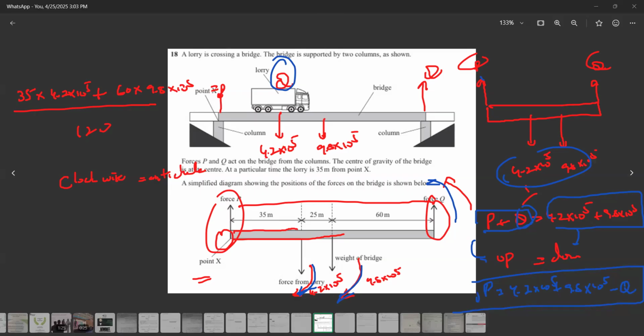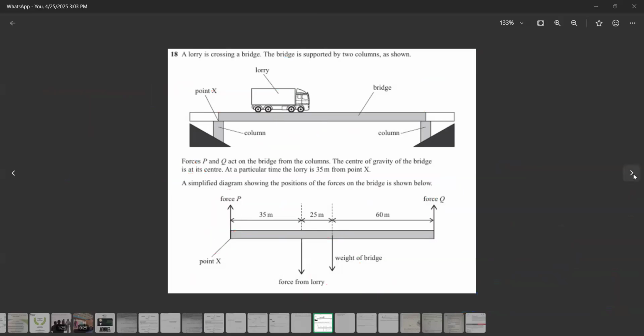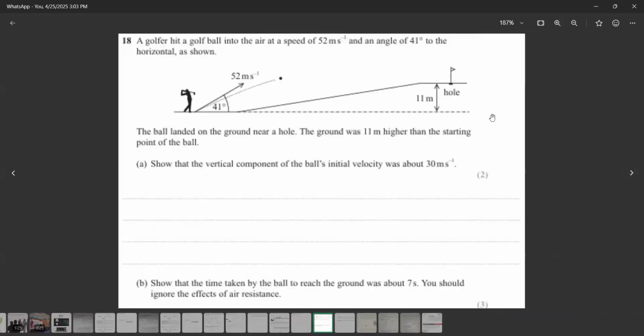So the conditions of equilibrium you have to use whenever you see a question related to a pivot and you need the force on the pivot.